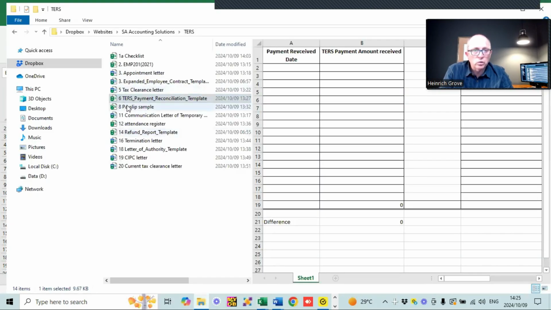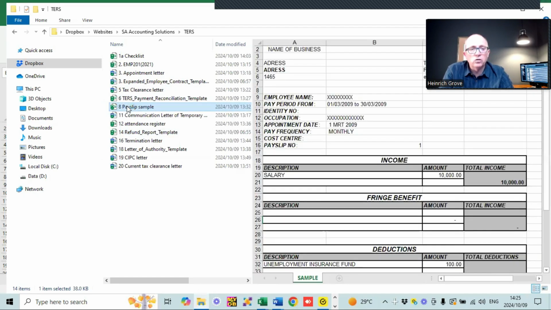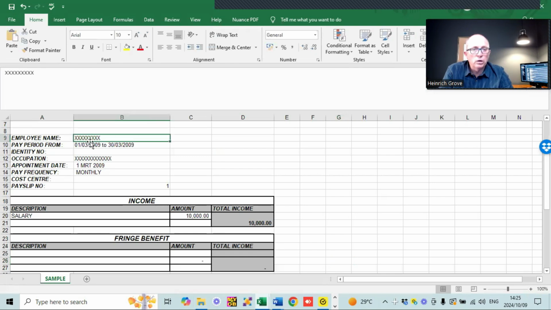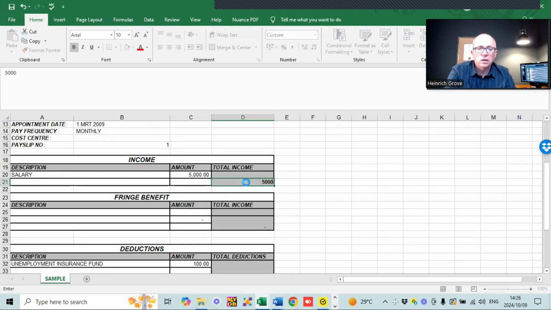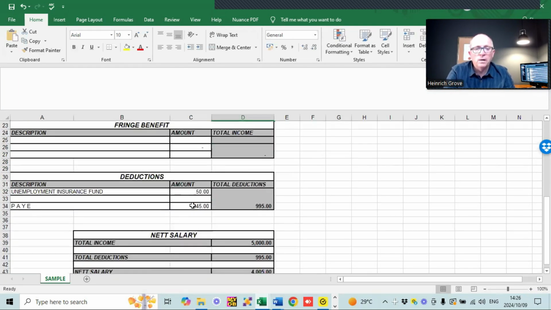I've got a template for you that you can use as well, and there's a payslip sample that you can use. Once again, depending on how many employees you've got, you're going to complete this to say what the employee's name is and for which period it is. This is probably going to be March 2020, or January 2020, 1 Jan to 31 Jan. Then the ID number, the occupation, appointment date, pay frequency. You can leave most of the stuff out. Salary, if it was 10,000 Rand. If I change this to 5,000 Rand, then the one up here must become 5,000 Rand too, and I think the UIF amount will change itself.